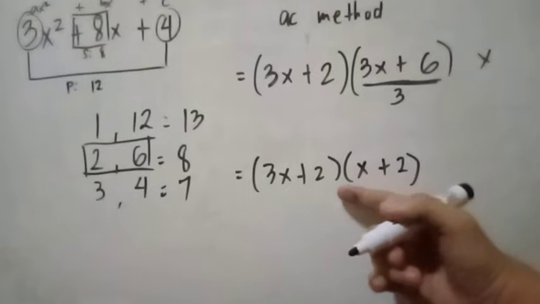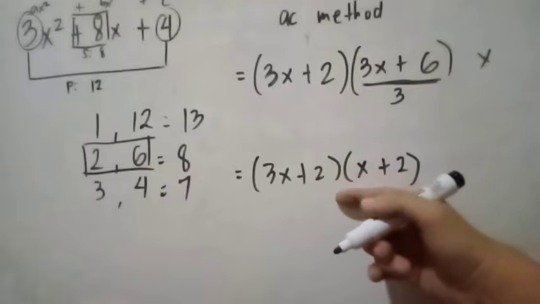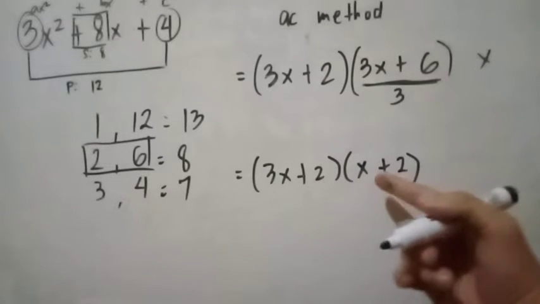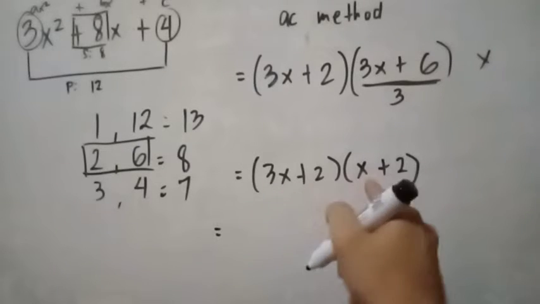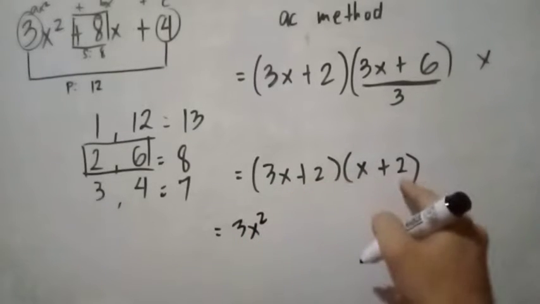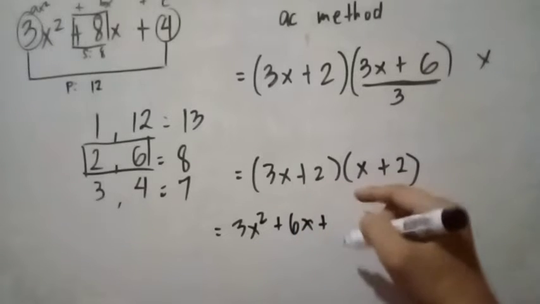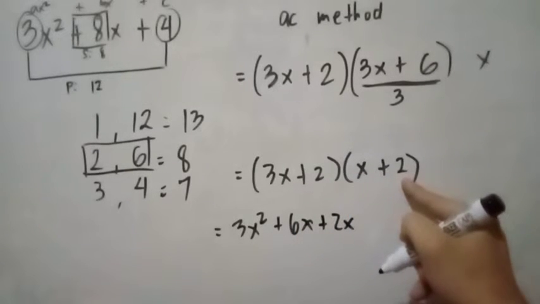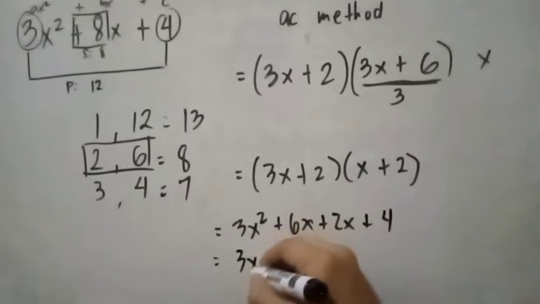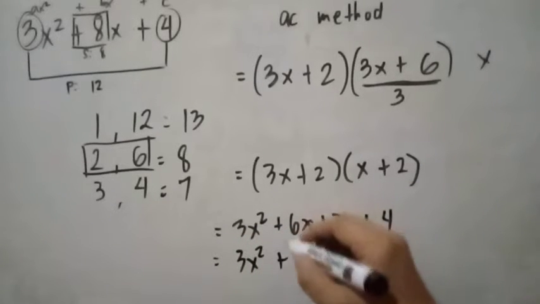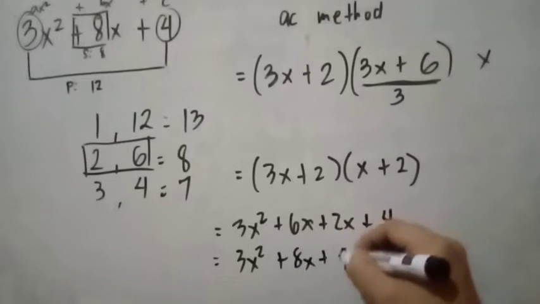Pero bago natin i-declare na final ito, i-check muna natin by using FOIL method using this. Okay, 3x plus 2 and x plus 2. So, kunin muna natin yung product by using FOIL. So, 3x times x is 3x squared. Outer, 3x times 2 is 6x. Inner, 2 times x. And then, yung last term natin ay 2 times 2. And then, we have 3x squared plus 6x plus 2x is 8x plus 4.